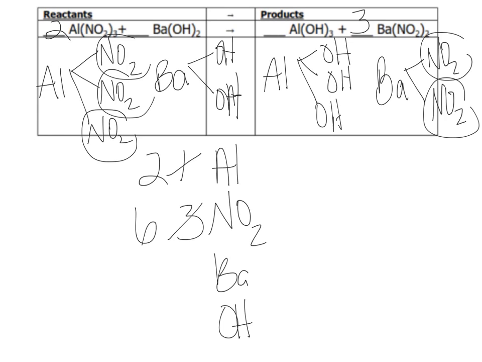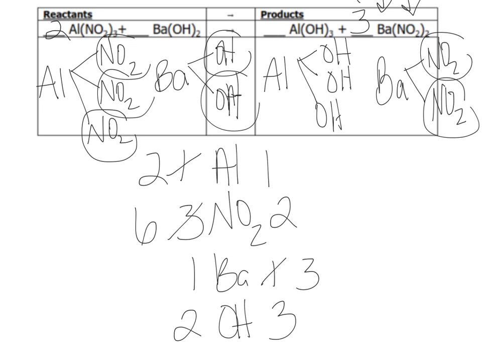And on the right, we should go ahead and fill all this in. We have 1 Ba and 2 OHs. And on the right, we have 1 Al and 3 OHs. And we had 1 Ba and 2, but our 3 is, we're going to update that. So our Ba will now be 3, and our NO2s will be 6. I'm just going to move right down.